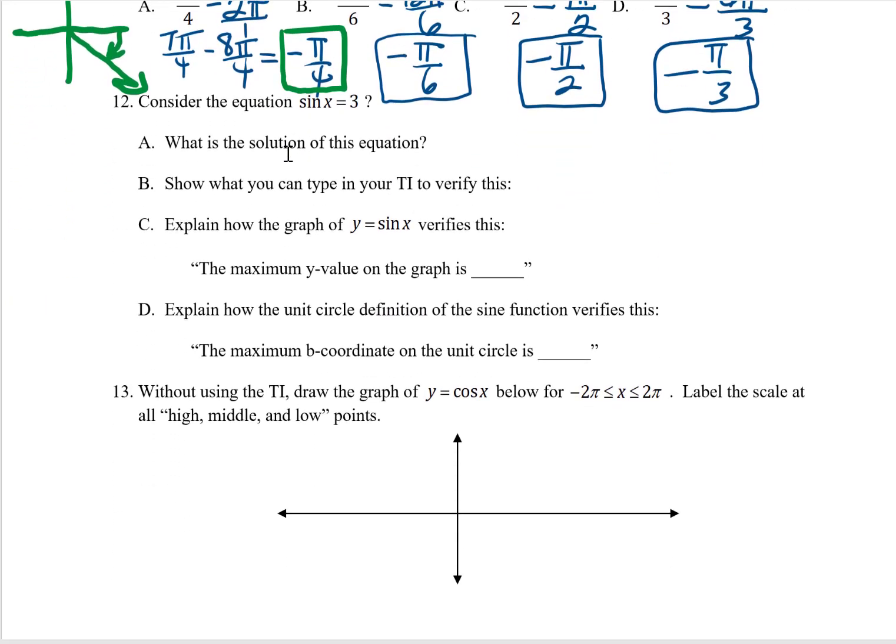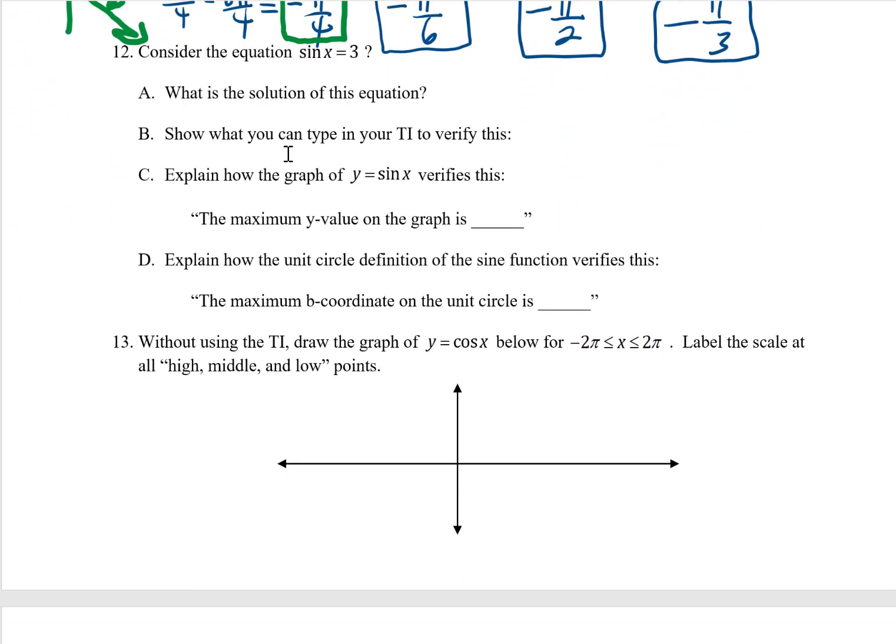In problem number 12, I've got this equation sine x equals 3. And I'm being asked, what is the solution of this equation? In other words, what x value could you plug in there that would make it true? Obviously, I'd be looking for an angle since the sine function takes in angles. How am I supposed to answer this?